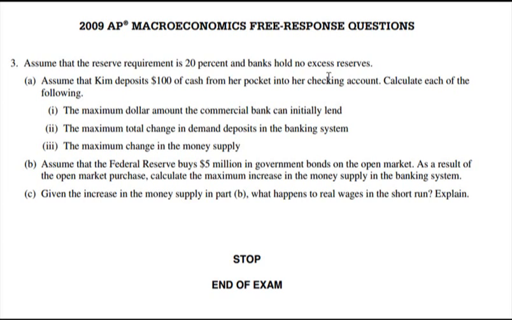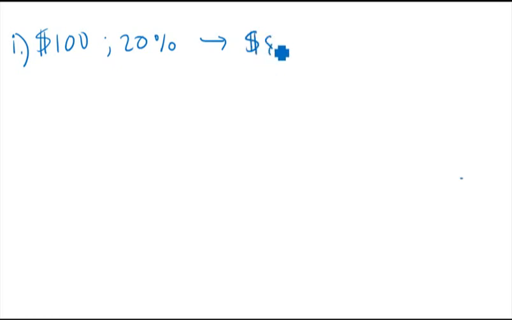Calculate each of the following. So we have 3 points up for grabs with tasks 1, 2, and 3. It says the maximum dollar amount that the commercial bank can initially lend. If I hop over here and draw for us, the amount of money they can lend from the initial deposit has to do with the fact that she deposits $100. With $100, the reserve requirement is 20%, so the bank can only initially lend 80% of that money. So the answer to part 1 is $80, because that is 80% of the initial deposit.